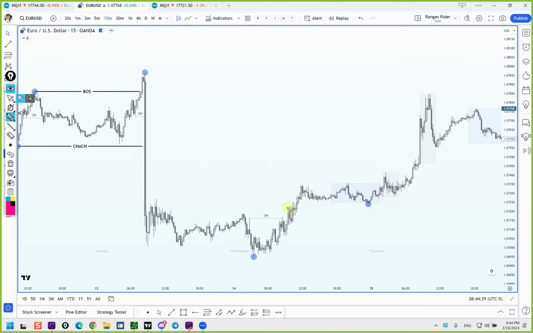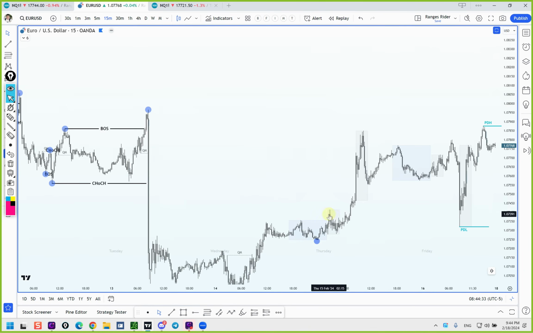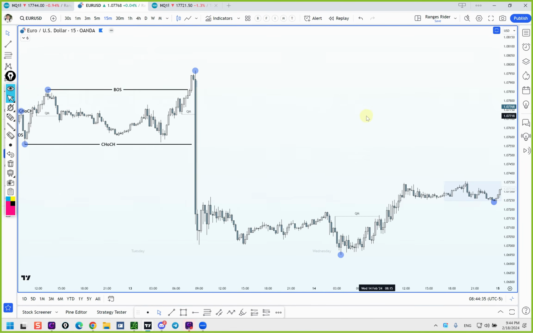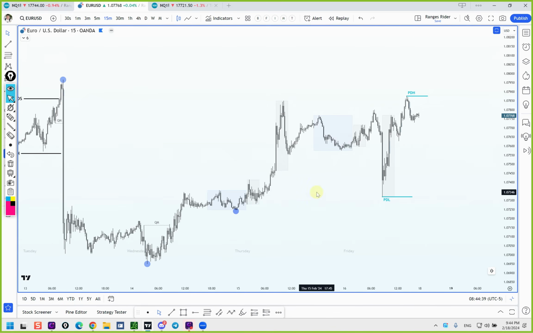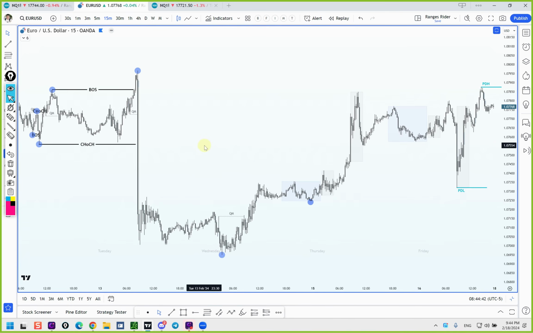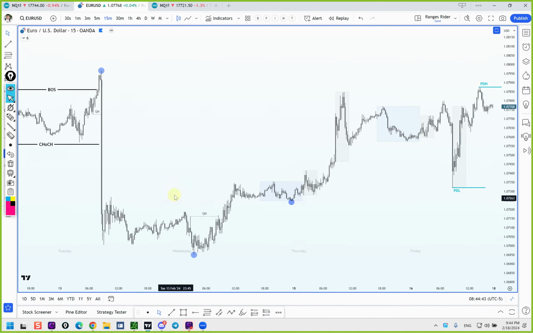This is the current market structure, by the way. Currently we are in this range, A to B. This is the left side of the leg, and this is the right side of the leg.